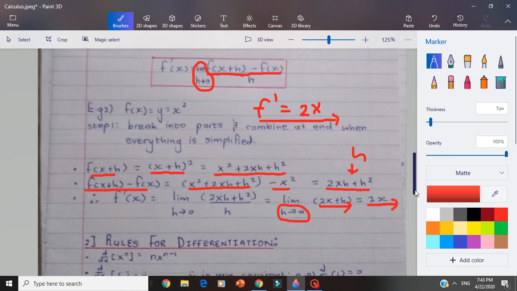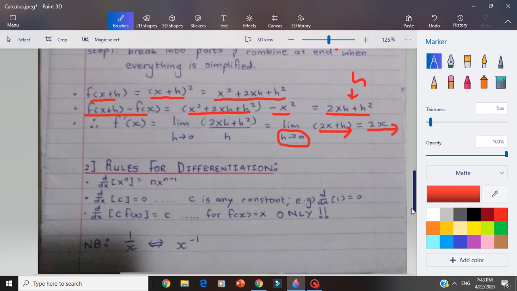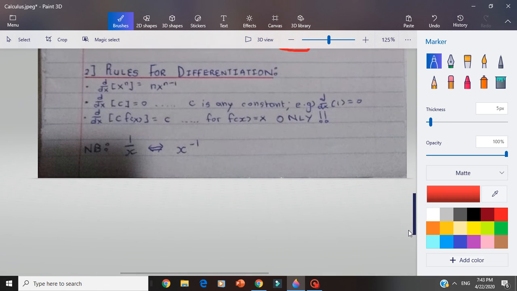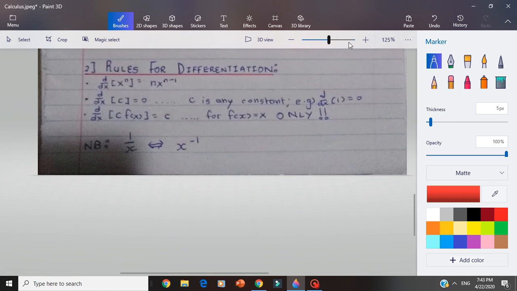Okay, so remember that h becomes 0 when you're substituting, and you'll remove the limit. Okay, moving on. We're going to now talk about rules for differentiation.